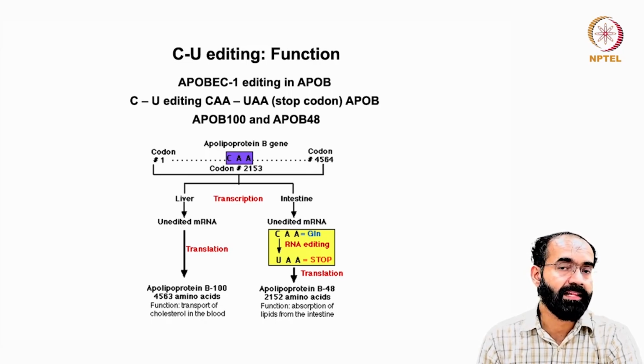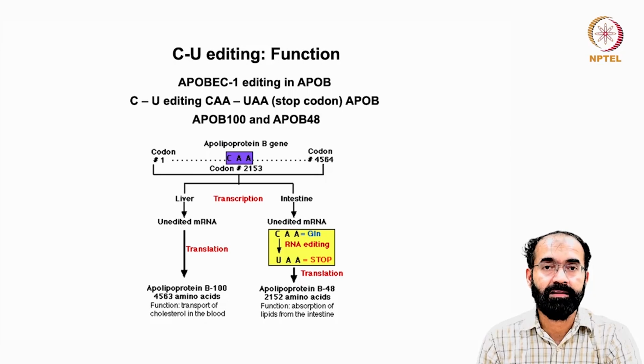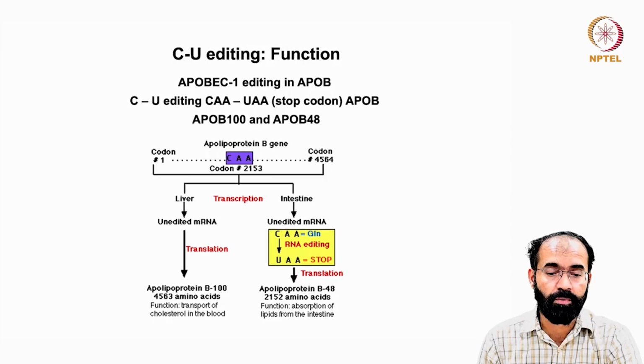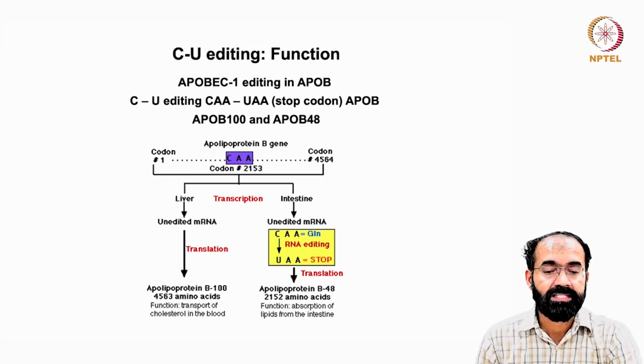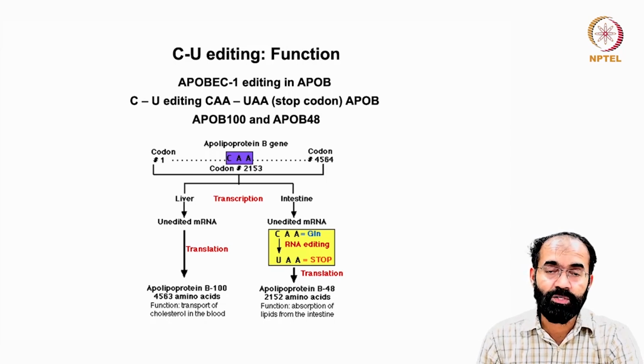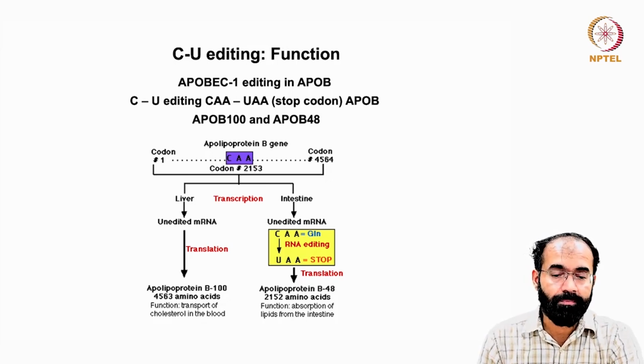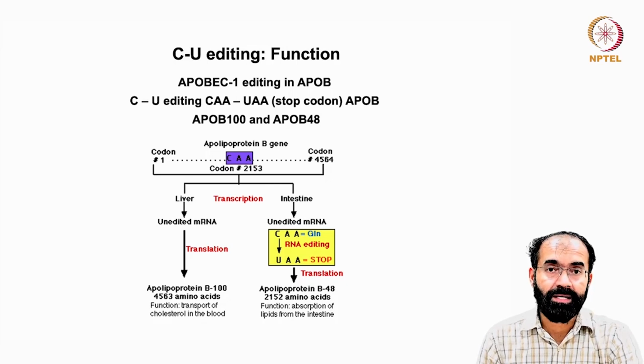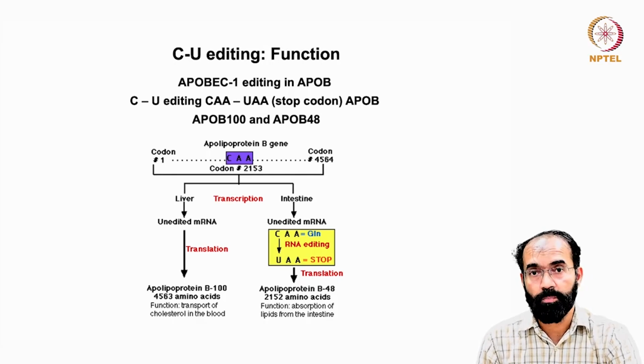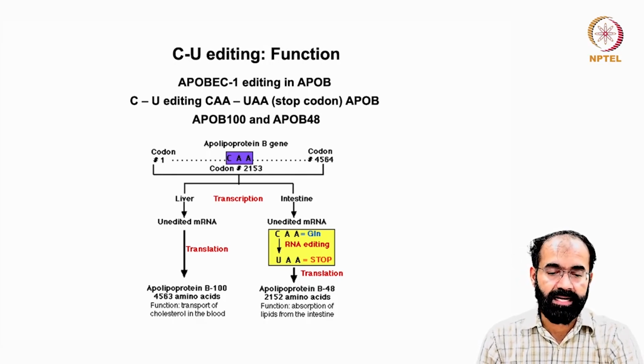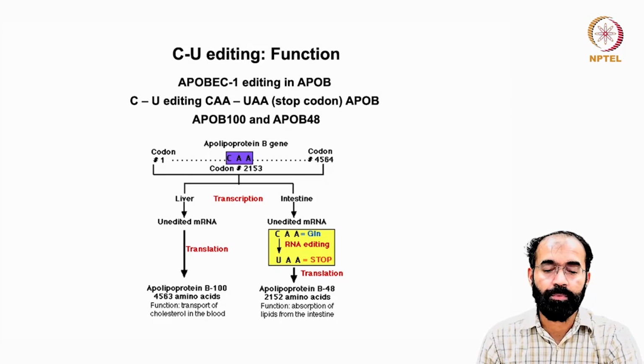And we have seen another example earlier where the liver and intestine were functioning, a variation in the apolipoprotein B. And here you are seeing another example: CAA becomes UAA. UAA is a stop codon. There are 3 stop codons, and UAA is one of them. And what happened? This ApoB can be of 2 different molecular weights because of the introduction of this stop codon in certain cell types. So ApoB 100 and ApoB 48.